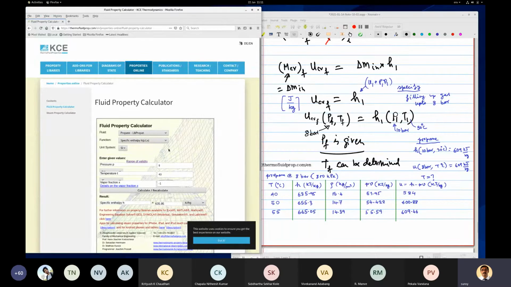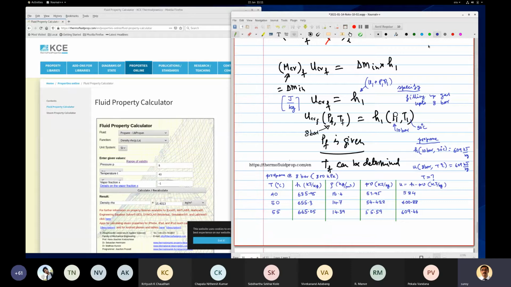Now what is the density? The density will be 15.4. 15.4 is the density. So what is PV? Pressure is 8 bar, 800 kilopascal. PV is, what is V? V is equal to 1 by rho, that we all know, right? We know here that specific volume is equal to 1 by rho. This is known to us.